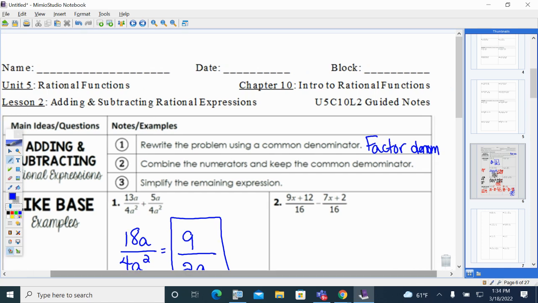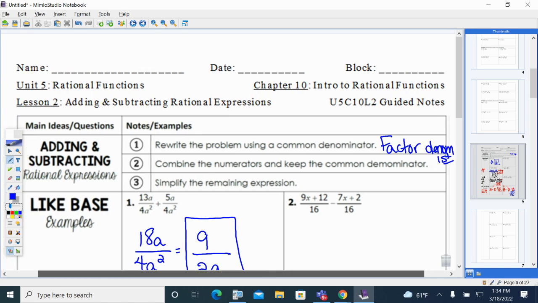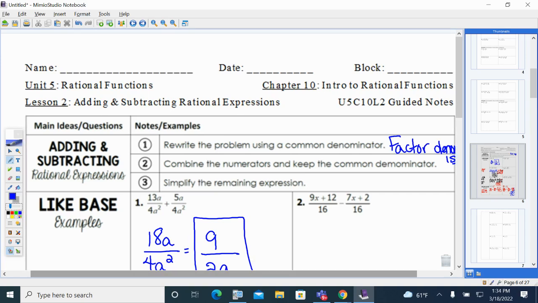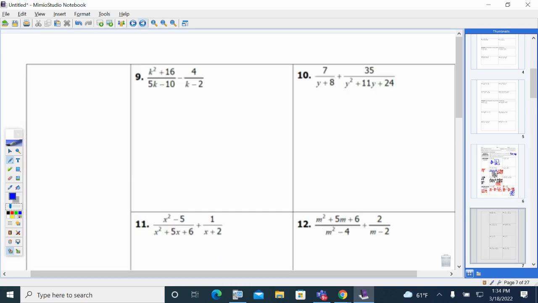Factor the denominator first. That might be what you have to do in the very beginning in order to figure out what your common denominator needs to be. So only the denominators. Do not factor your numerators in this first step. Since the denominator on the first fraction has a common factor, so now I have a 5 times k minus 2, and I'm comparing that to the other fraction that has a denominator k minus 2.